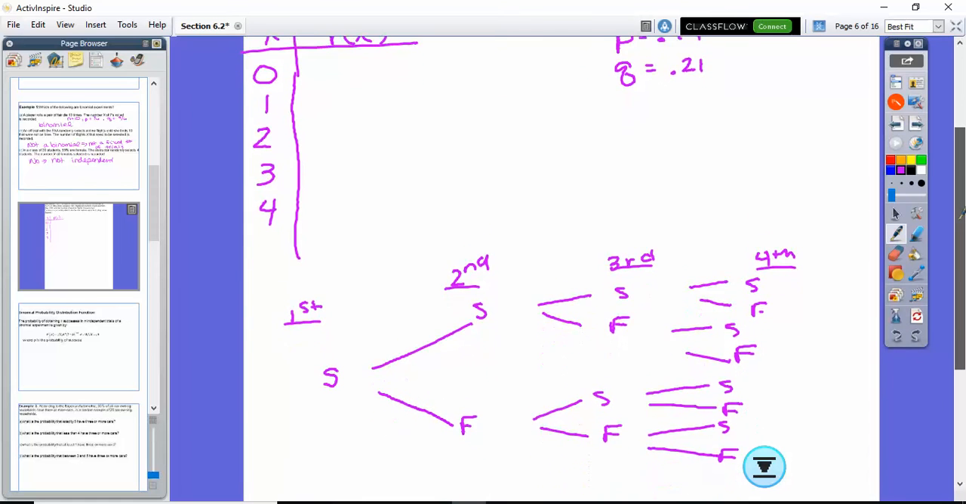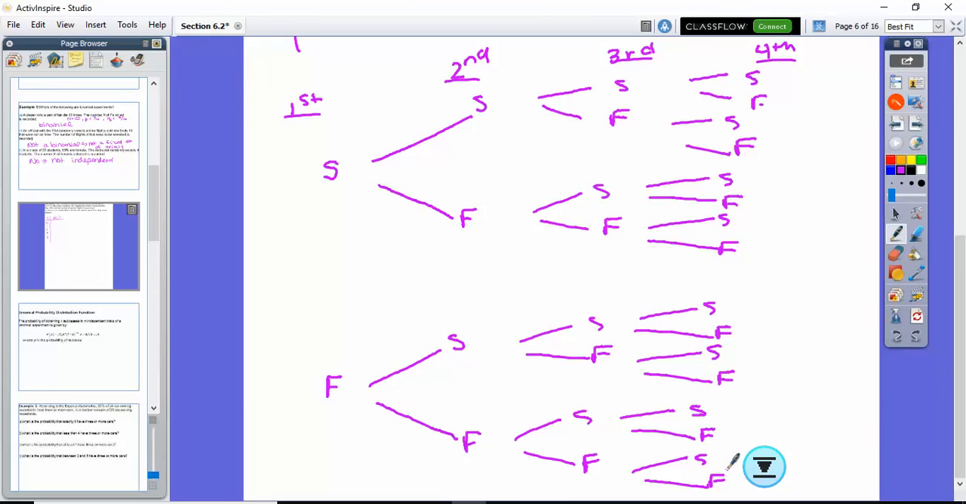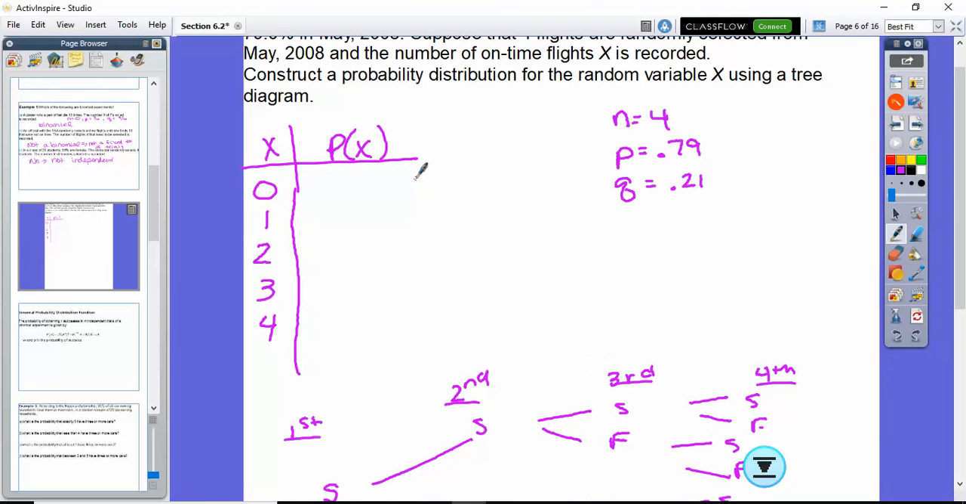Okay, so first option is 0 flights on time. So that's all failures. How many times does that happen? Once. And the probability of a failure is 0.21, and so we would have that happen all 4 times. So if we do 0.21 to the 4th, we get 0.00194 approximately.